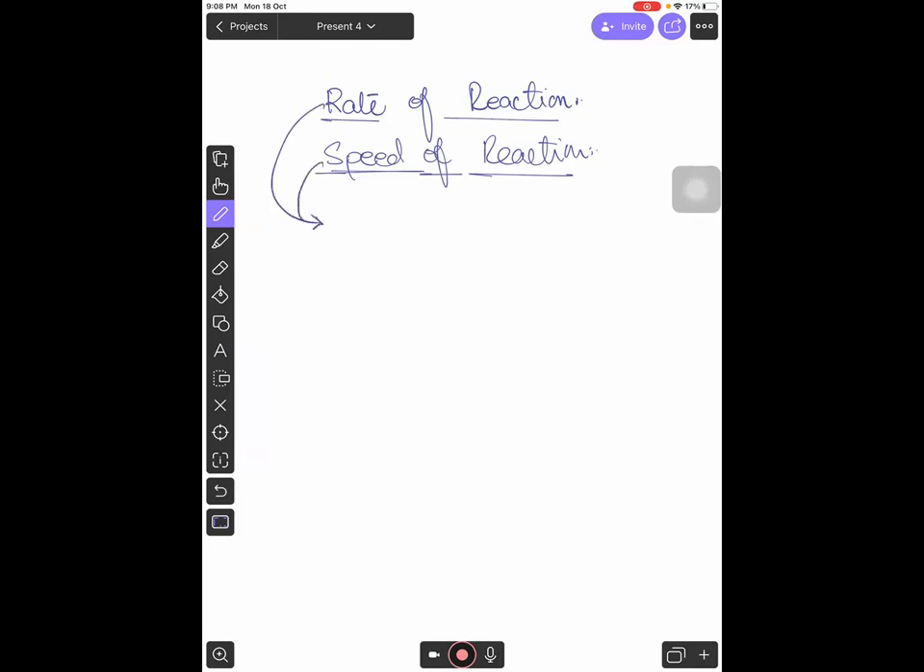It is the formation of product, or you can say it is the consumption of reactant. You can say it is the consumption of reactant or the formation of product over time. This is the speed of reaction. Whenever we talk about speed in chemistry, it always concerns the formation of product or the consumption of reactant. So we can find the speed of any reaction by these two methods.